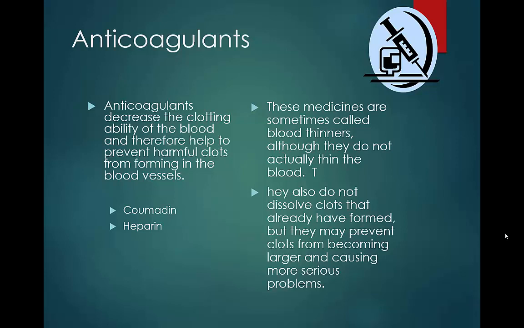The next group of medications is anticoagulants, and they decrease the clotting ability of the blood. So they prevent clots from forming in the blood vessels. Coumadin and heparin are the two most common anticoagulants. We do sometimes call them blood thinners, although they do not actually thin the blood, and they do not dissolve clots that have already formed. They prevent the clots from becoming larger and causing more serious problems.